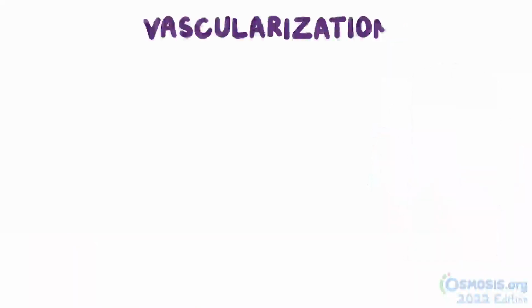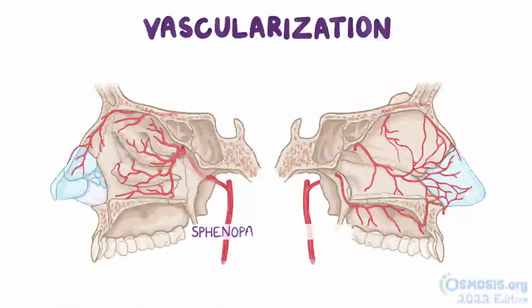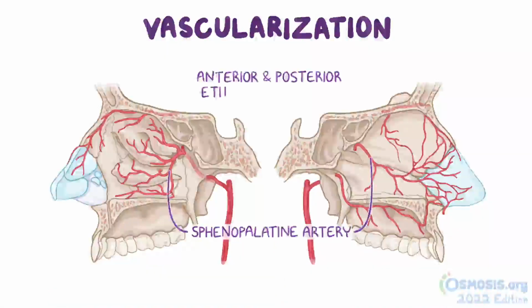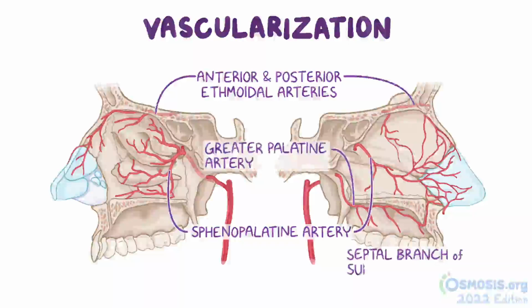Now, the vascularization of the nasal cavities is supplied by 5 arteries, 3 of which supply both the medial and lateral walls. The sphenopalatine artery and the anterior and posterior ethmoidal arteries all have medial and lateral branches to supply the septum and the lateral wall. The septum also receives arterial blood from the greater palatine artery and the septal branch from the superior labial artery, a branch from the facial artery.